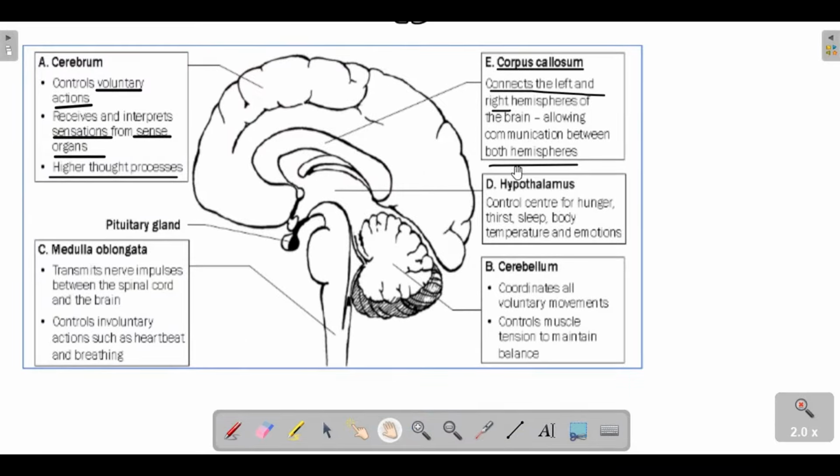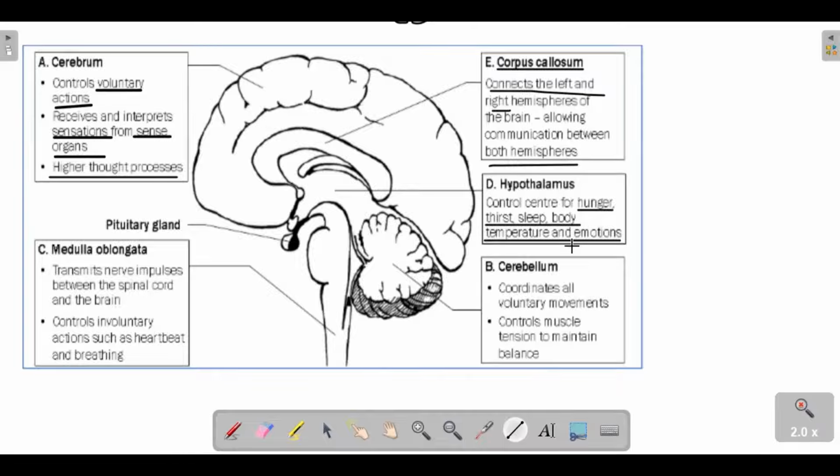Right. And we head on to the hypothalamus. So the next part of the brain is the hypothalamus. The hypothalamus, of course, as you can see, is right below the corpus callosum. So it's quite easy to identify as well. So the hypothalamus is the control center for hunger, thirst, sleep, body temperature, and emotions.